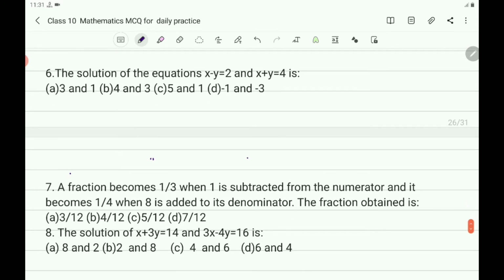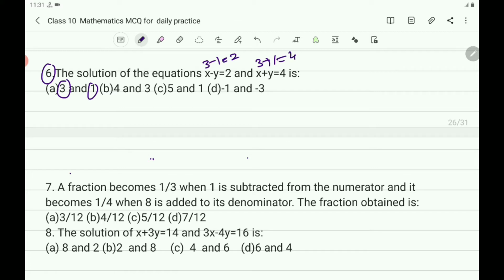Next you take the sixth question. The solution of the equations x minus y equals 2, x plus y equals 4 is. Here you know that it is a pair of linear equations. You know the different methods to solve this pair of linear equations, but it is better to verify by trial and error. So if you take x equals 3, y equals 1, it is 3 minus 1, 3 plus 1. You got 3 minus 1 equals 2, 3 plus 1 equals 4.